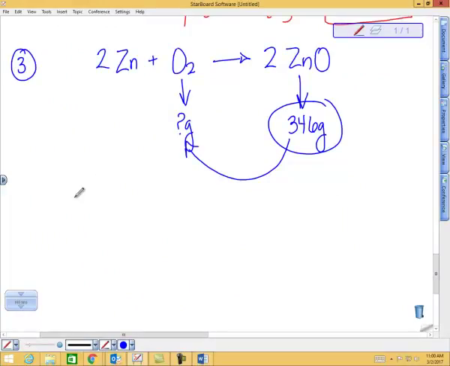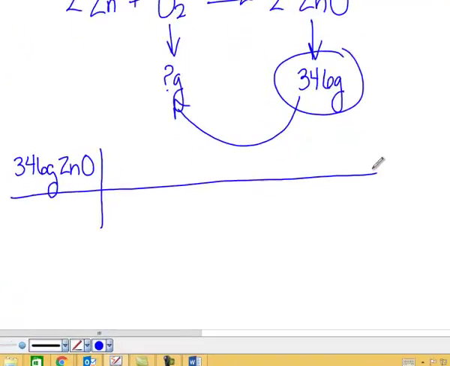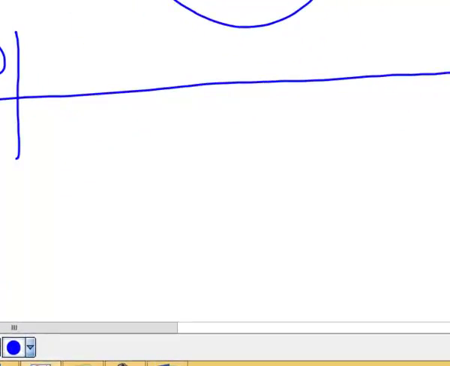Start with what they gave you. They gave you 346 grams of zinc oxide. Oh boy, we're going from grams to grams, so I know it's going to be one of the longer stoichiometry problems. You got grams. Is that allowed? What do you think we need? What's the heart and soul of stoichiometry? Mole-mole ratio. So this mass thing is kind of standing in our way.